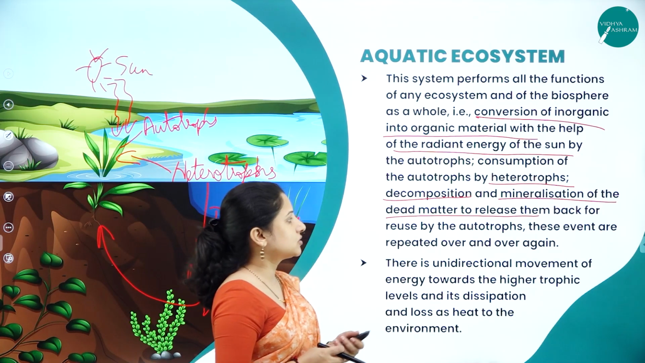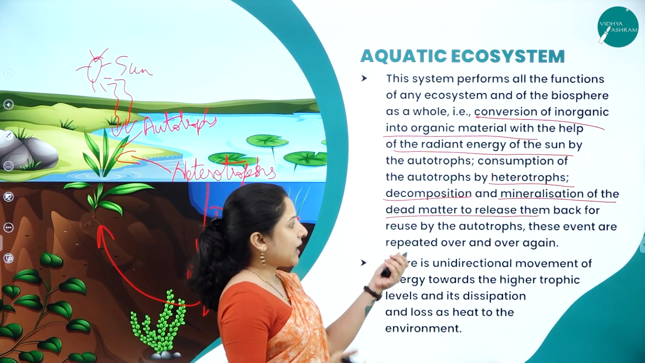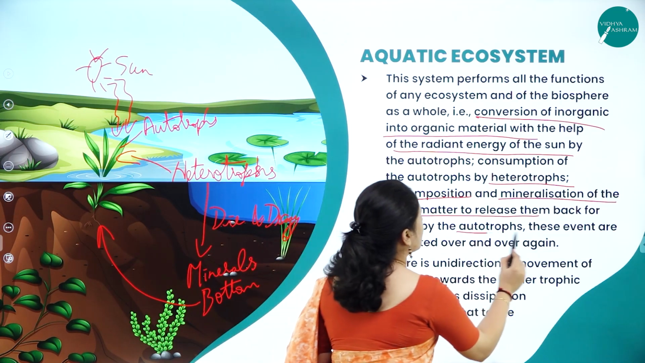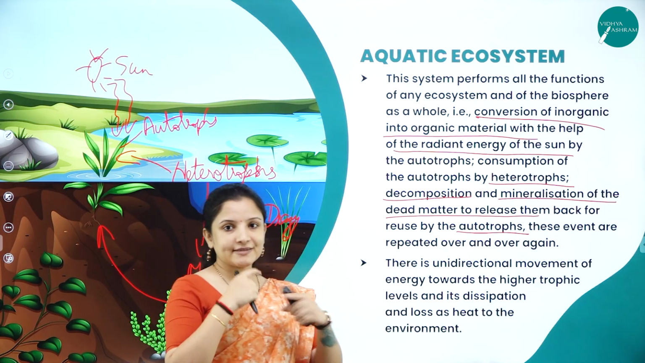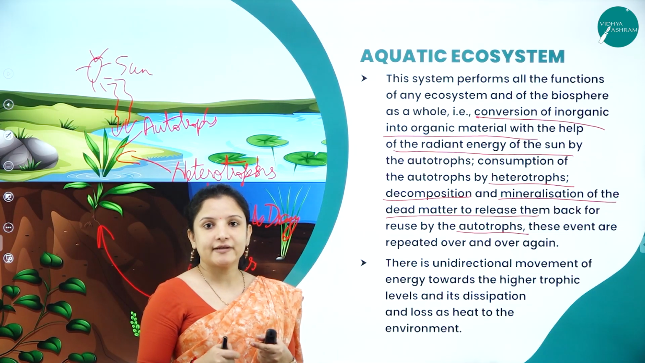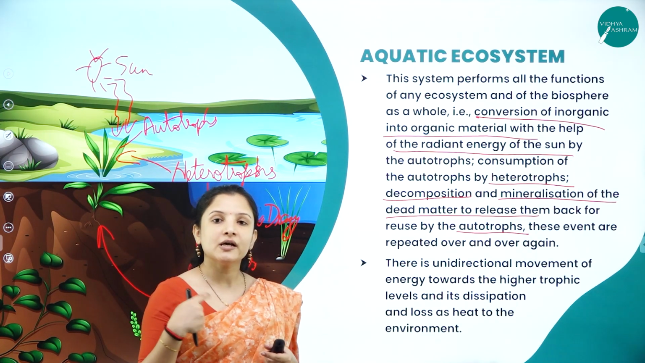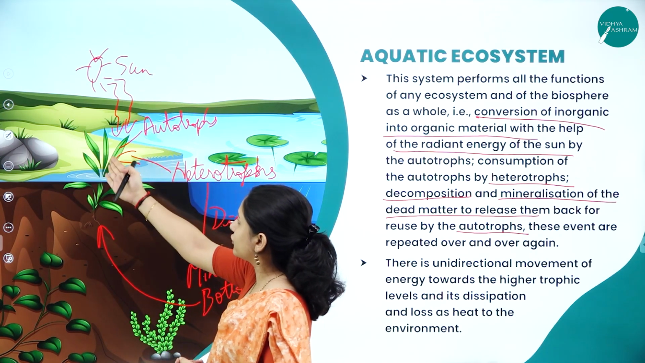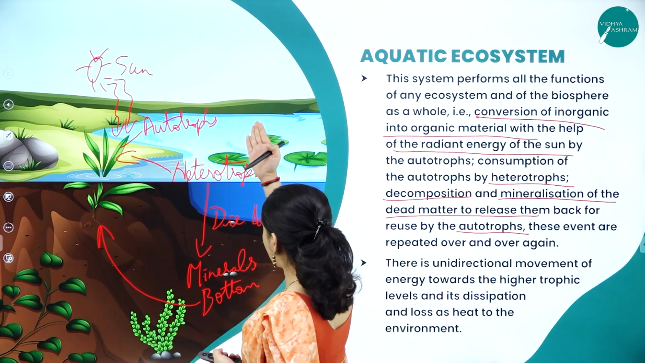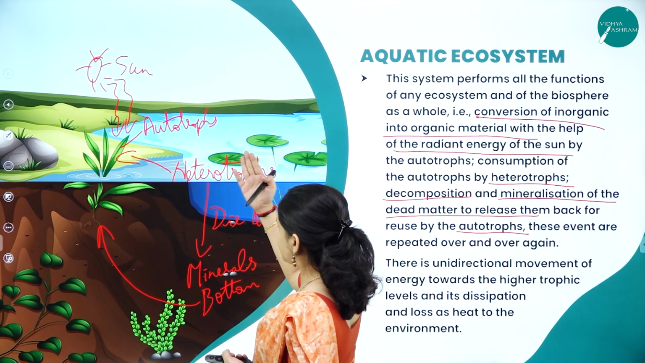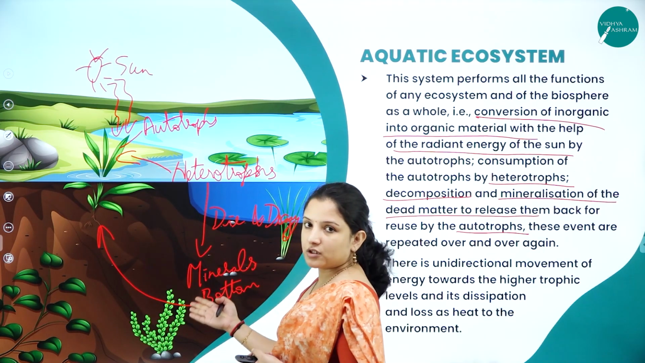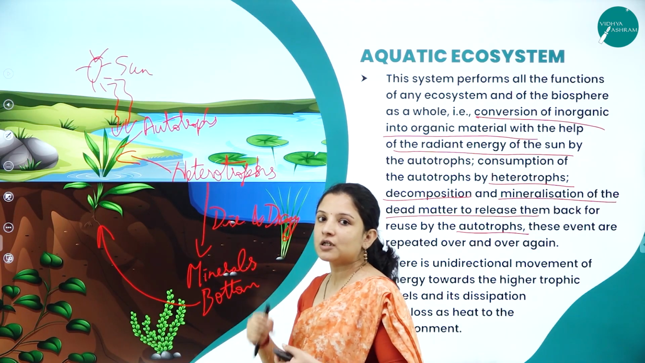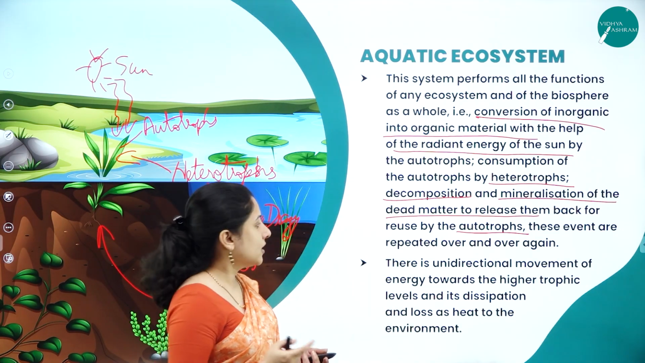So the minerals will be released back to the soil, that is the sediments of the pond, which will be reused by the autotrophs, and these events get repeated. This particular event is called nutrient cycling or the energy flow. The energy flows, right? The energy is flowing from the sun to the autotrophs. From the autotrophs, it is flowing to the heterotrophs. From the heterotrophs, it is flowing to the bottom of the pond. From the bottom of the pond, again it is flowing back to the autotrophs. So like that, it will circle in a pond ecosystem.